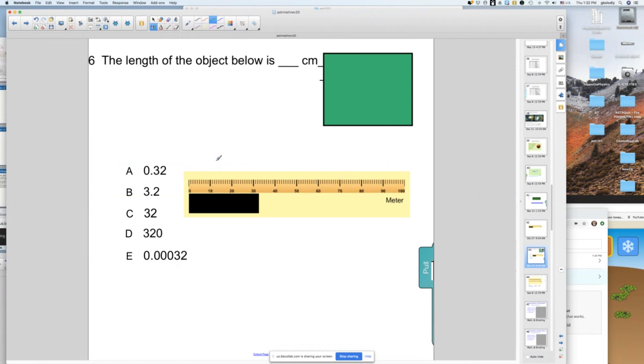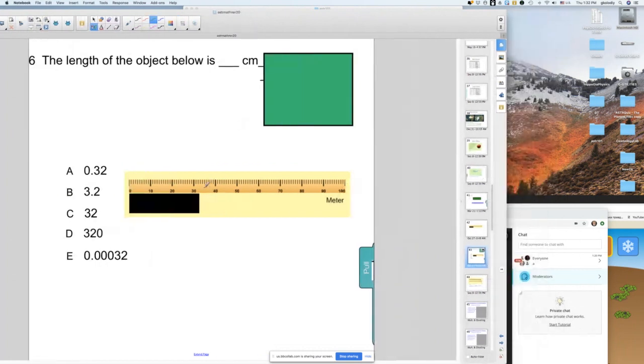Again, you can answer these questions. Let's see how you guys are doing. Just look at the ruler. How many? Don't forget, these lines are centimeters. This is a meter stick we're looking at down here. Yeah, so these are 32 centimeters approximately, okay?